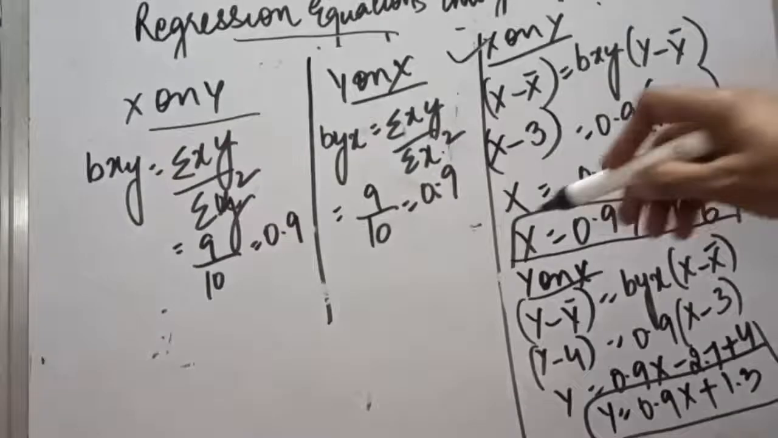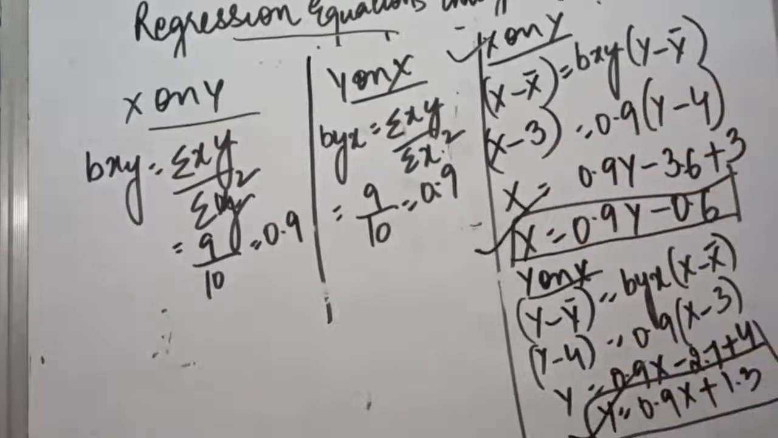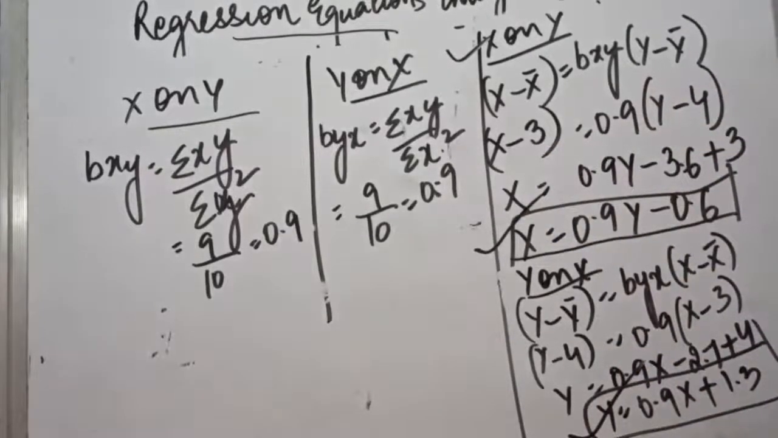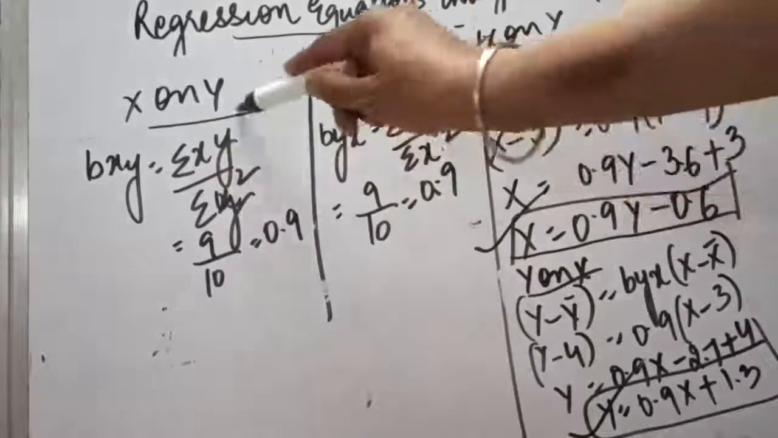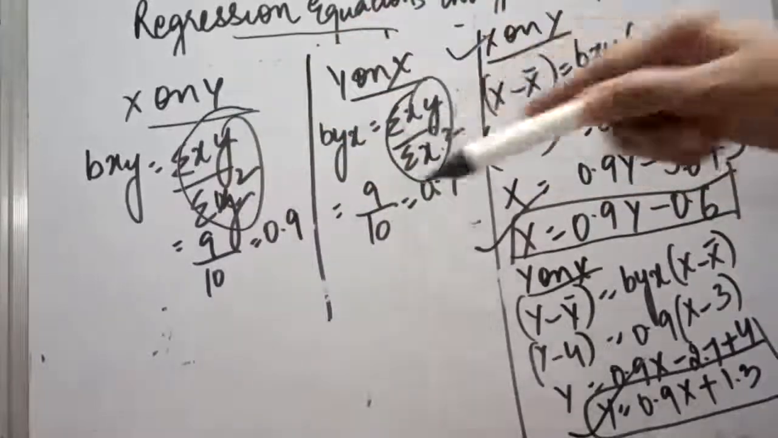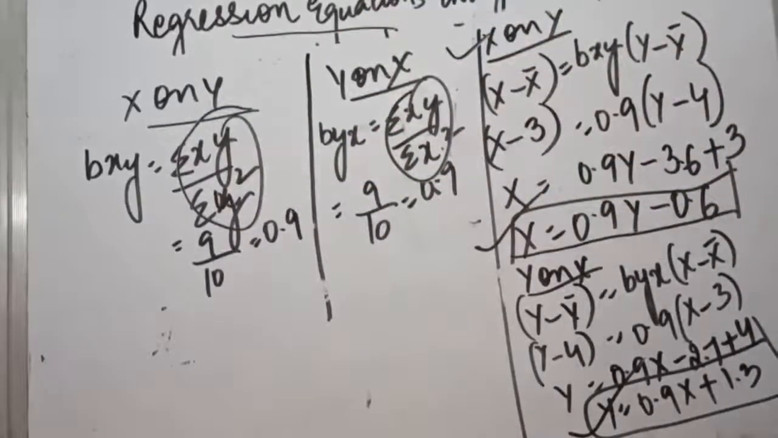So you can see this is our first answer and this is our second answer. If you have to go ahead with the assumed mean formula, everything is going to be the same, just this calculation is going to change. Now we have applied these two formulas, but in that case we will apply the dx and dy formulas.